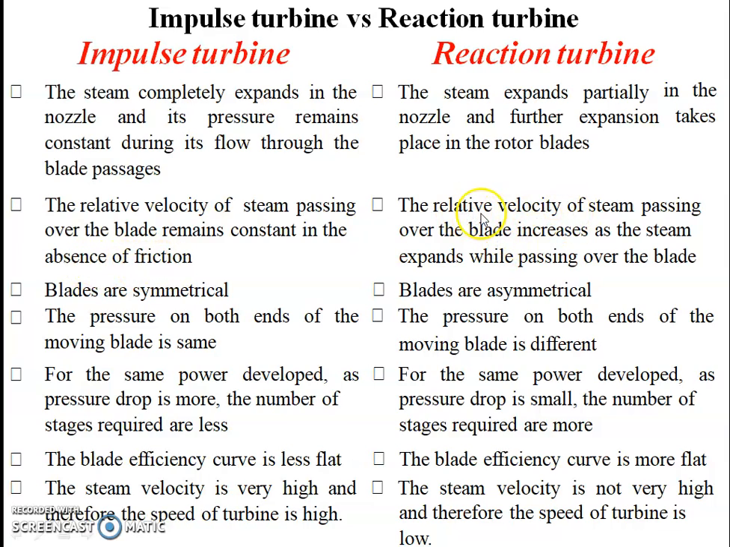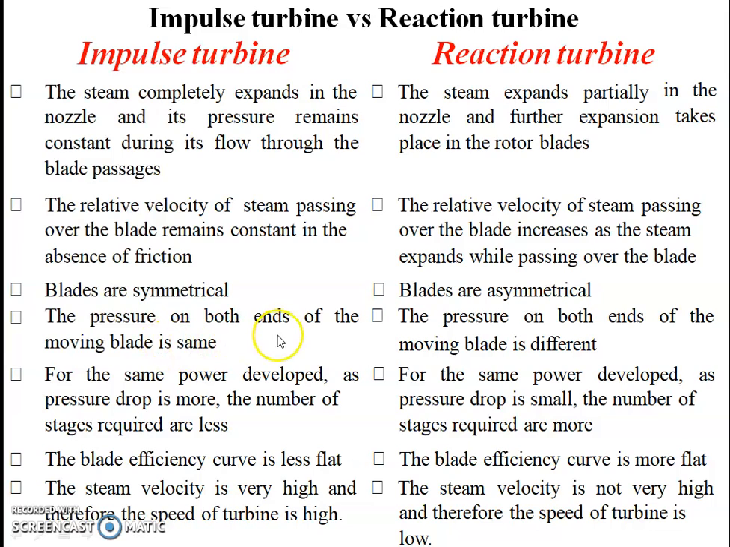But in the reaction turbine, the relative velocity of the steam passing over the blade increases as the steam expands while passing over the blade. The relative velocity at the outlet of the reaction turbine blade is greater than the inlet relative velocity VR1. In the impulse turbine, the blades are symmetrical, but in the reaction turbine, the blades are asymmetrical. Impulse turbine manufacturing is very easy, but the reaction turbine blade is difficult to manufacture. The impulse turbine has profile flow, but the reaction turbine has aerofoil flow.